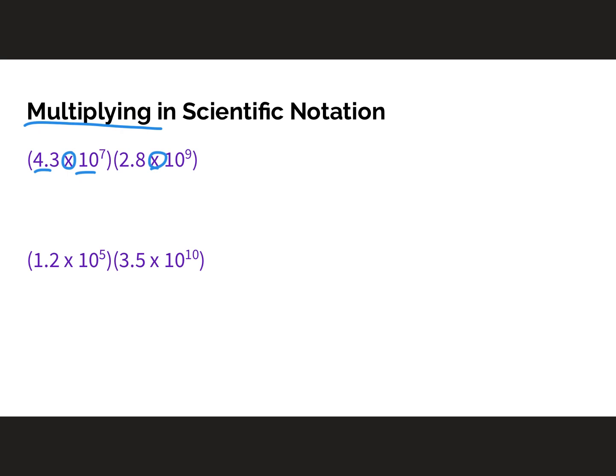We know in multiplication, order doesn't matter. 2 times 3 and 3 times 2 are the same thing. So I'm going to rewrite this with them written a little differently. So I've got 4.3 times 2.8 times 10 to the 7th times 10 to the 9th. Okay, so I'm going to do 4.3 times 2.8.